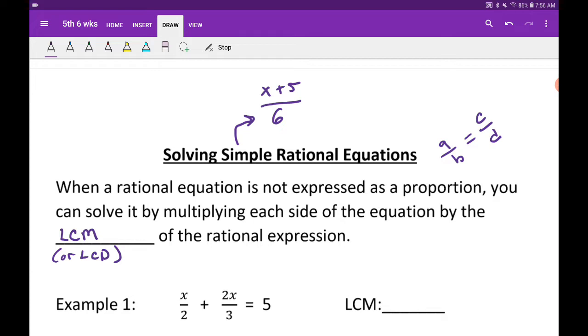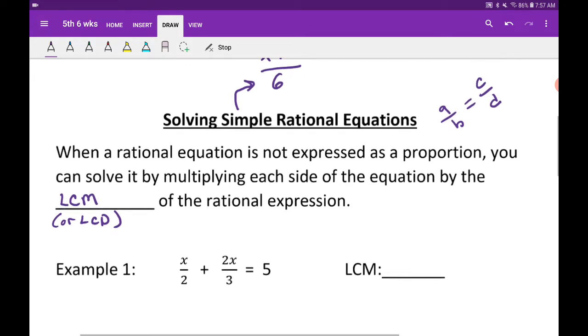Okay, I want to talk about what simple means. And you see I have an arrow drawn to a fraction there. We have some kind of polynomial on top over 6. So the simple part is that there's no variable in the denominator, underneath the fraction bar. And those are the type of problems we're going to look at today.